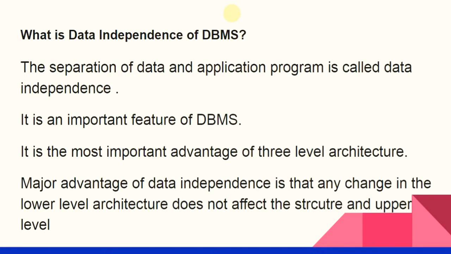What is data independence? The separation of data from the application program is called data independence. It is an important feature of DBMS. It is the most important advantage of the three-level architecture of a database. The major advantage of data independence is that any change in the lower level of the architecture does not affect the structure in the upper level of a database.